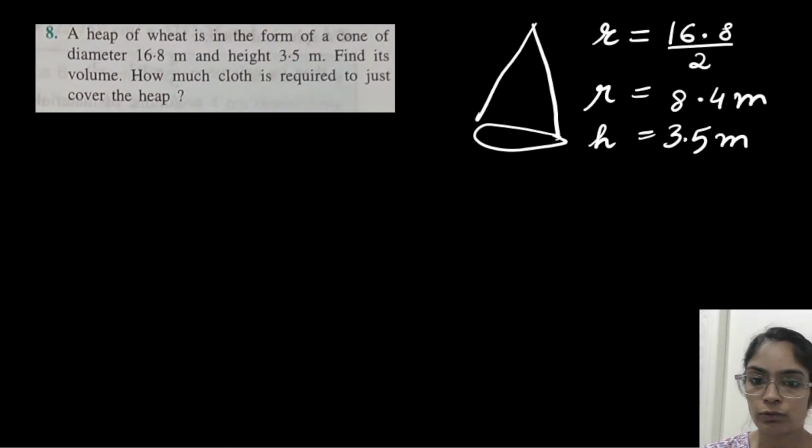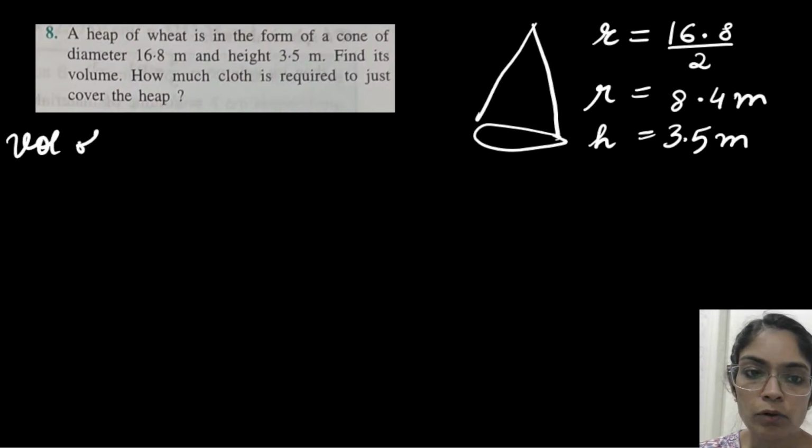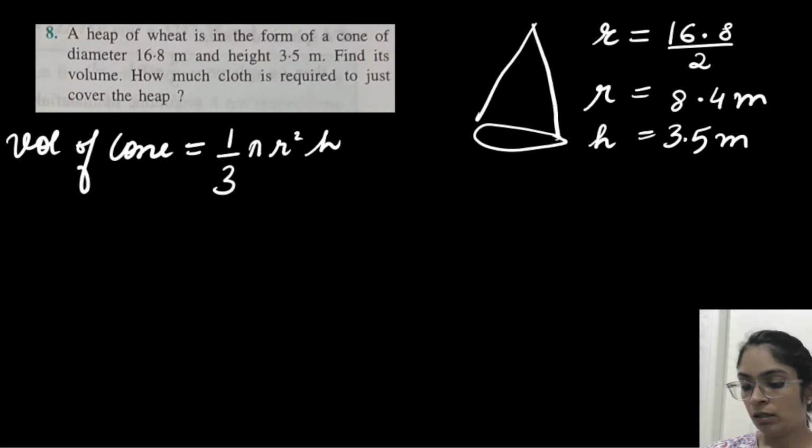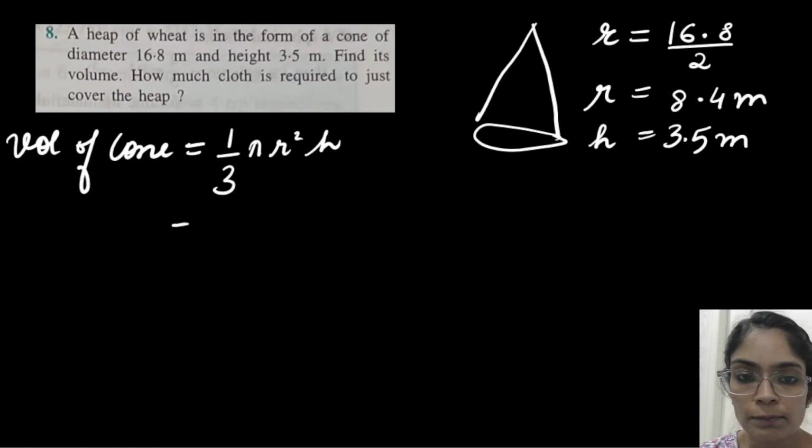So first of all, we have to find the volume. See, the radius is given to us and the height is given to us, and we have to find the volume. So this is a direct question. By using the formula of volume, we can do that. So volume of cone is equal to 1/3 pi r square h. Height and radius are given to us, we have to find the volume.